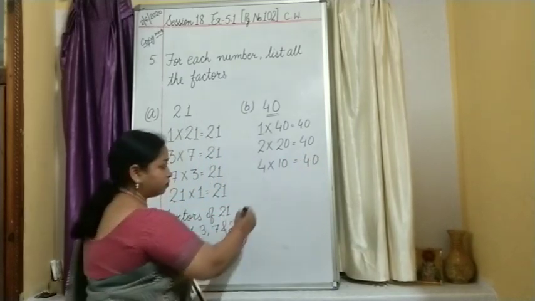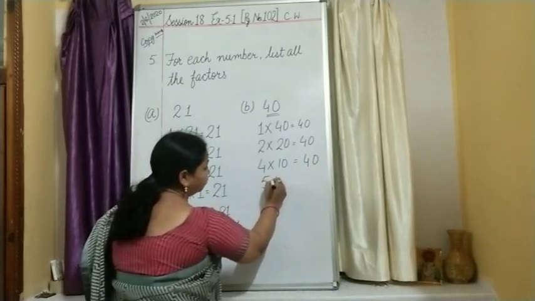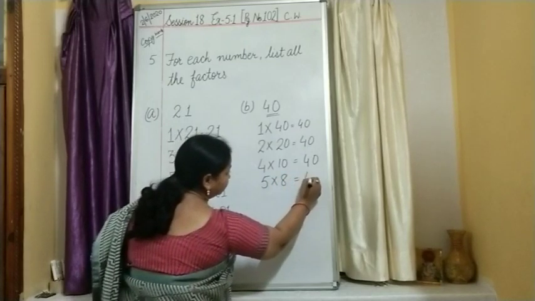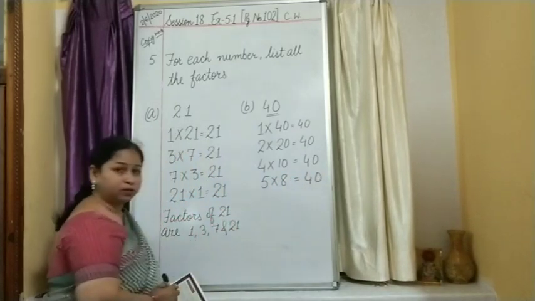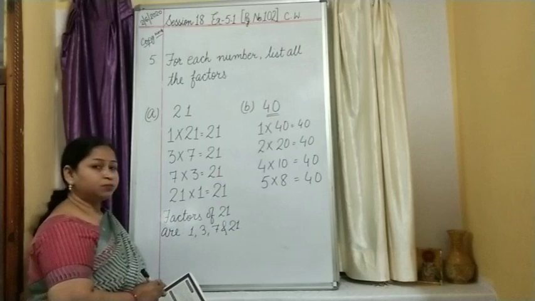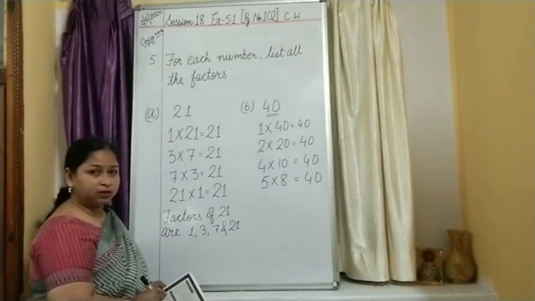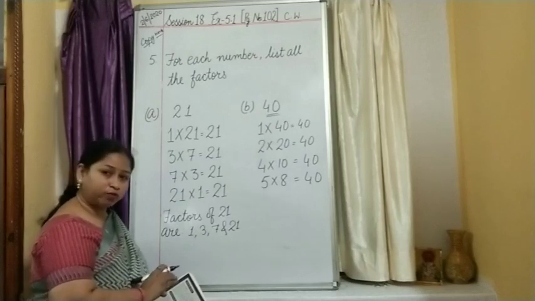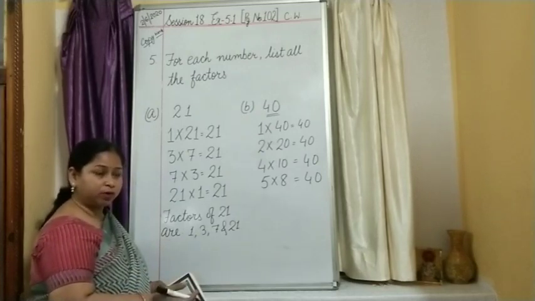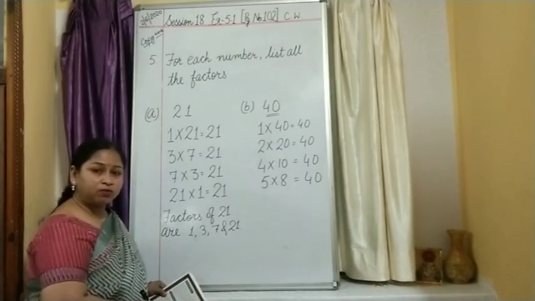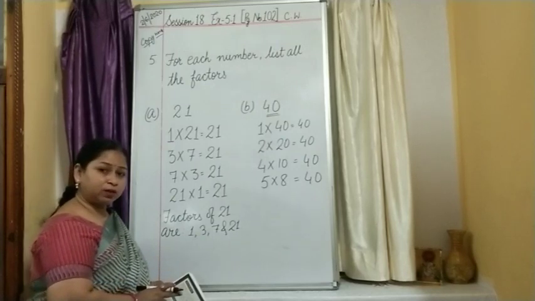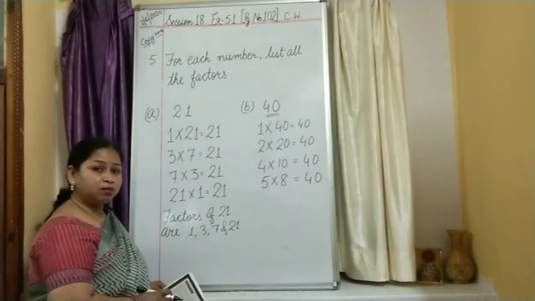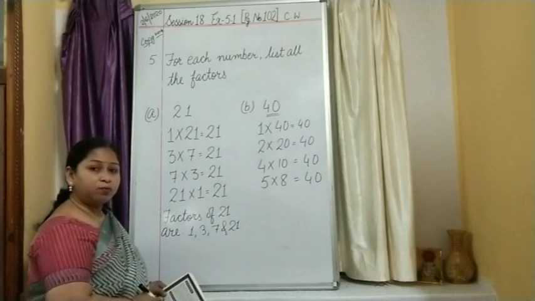Table of 5, yes, it is present. 5 8s are 40. Table of 6, do you have 40 there? Search. 6 6s are 36 and 6 7s are 42. So we don't have 40 there. So we will ignore it and move to the next number, 7. In the table of 7, search. 7 5s are 35 and 7 6s are 42. So again we are missing it.